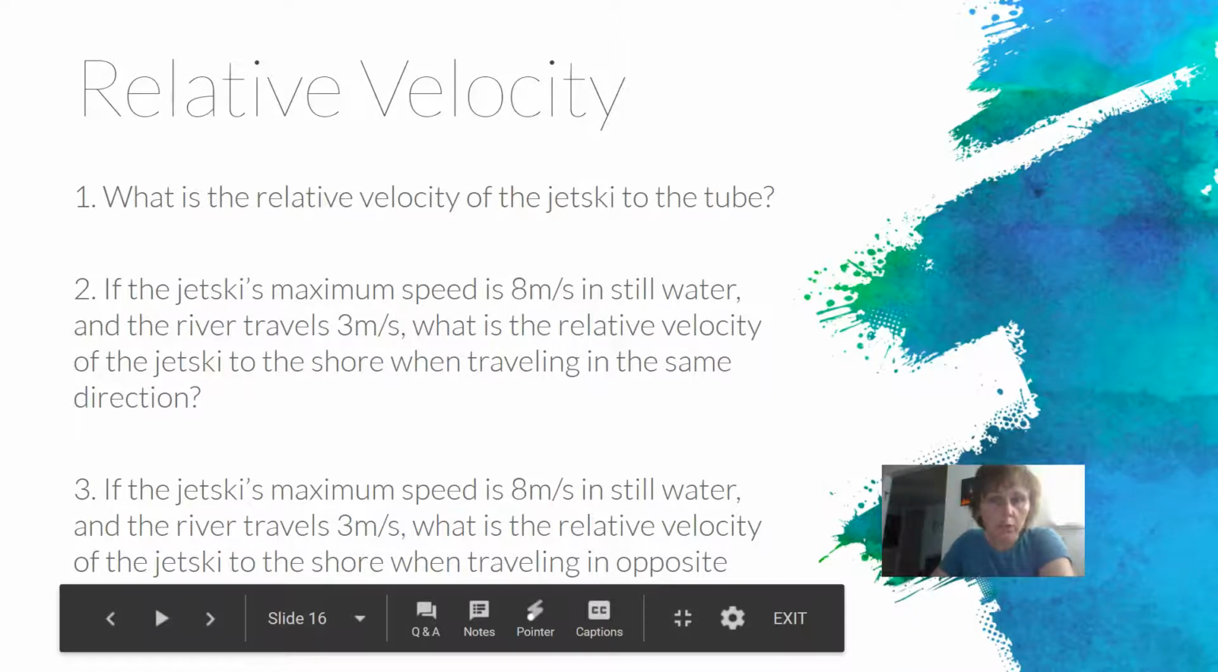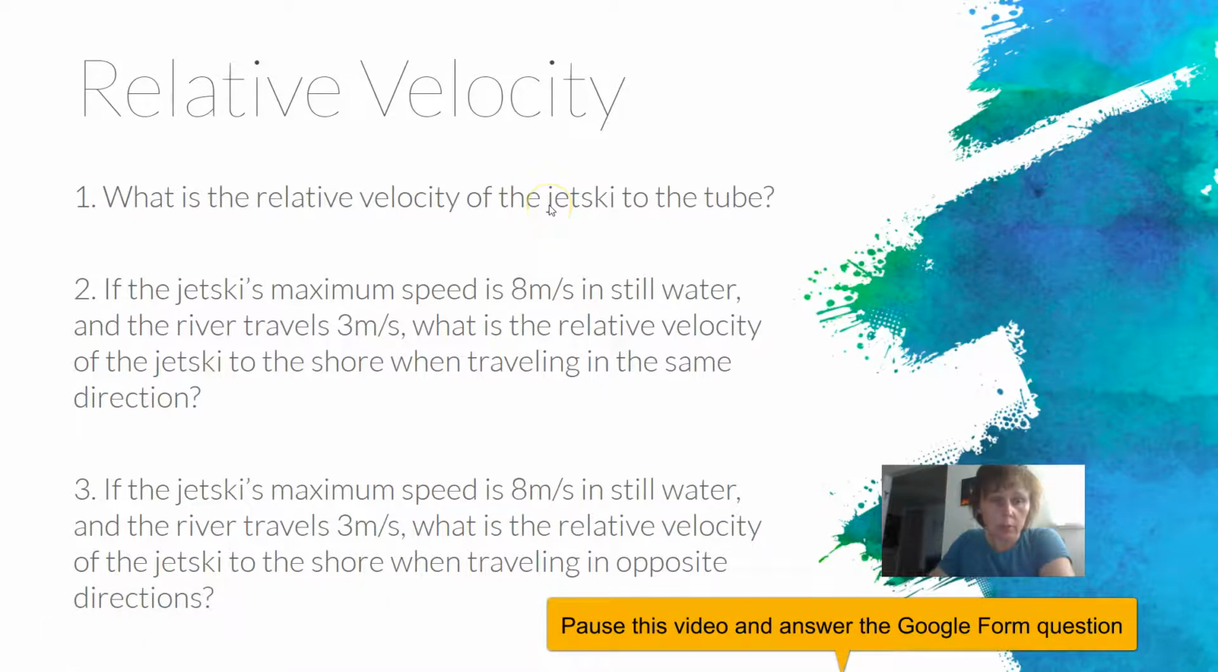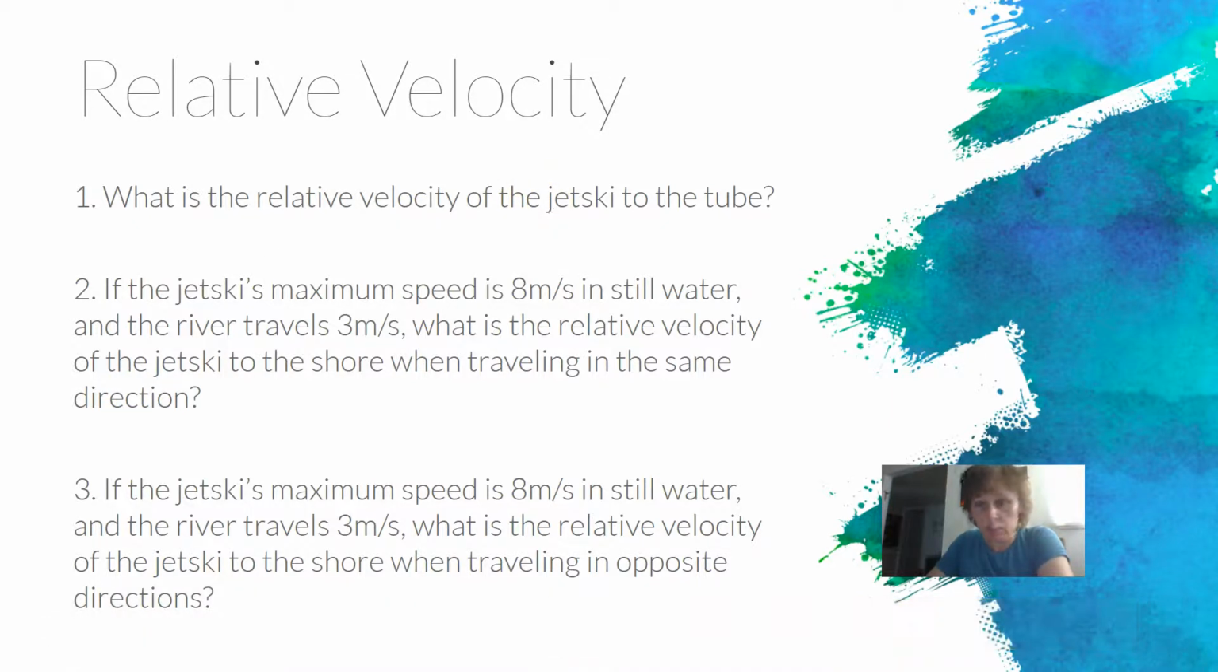Now pause this video and answer question number 3. If the jet ski's maximum speed is 8 meters per second in still water, and we're using speed and velocity here interchangeably because it's a straight motion, and the river travels 3 meters per second, what's the relative velocity of the jet ski to the shore when traveling in the opposite direction? Please pause this video and answer on the Google form.